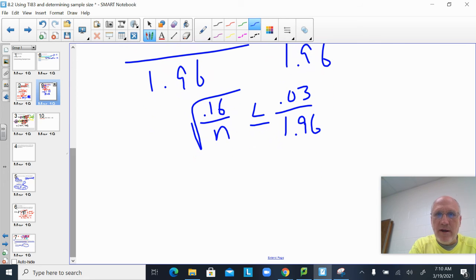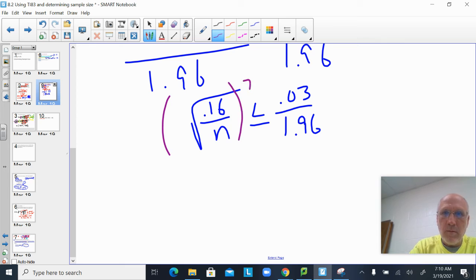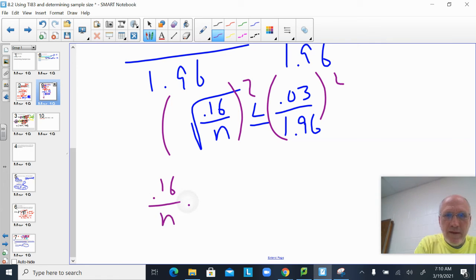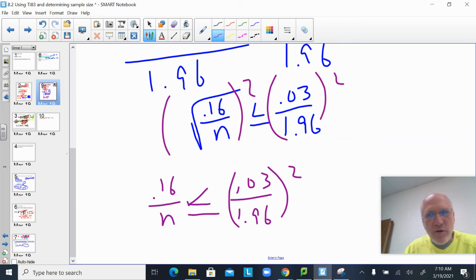So let's keep going. The goal is still to solve this for n. Next algebra step, I need to get rid of that square root sign. I'm going to square both sides. On the left side, that just gets rid of the square root. So I now have 0.16 over n is less than or equal to 0.03 over 1.96, squared. Still not making that a number.